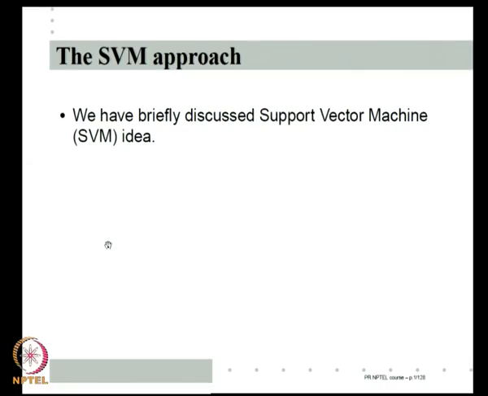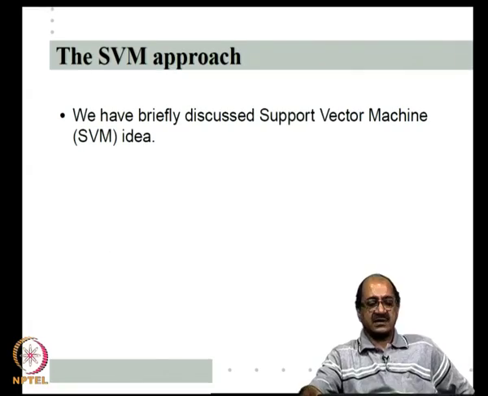Then at the end of last class we said that we will move on to a next approach for learning nonlinear classifiers, where instead of wanting a general parameterized class of nonlinear classifiers, we are looking at learning a linear classifier in a transformed space, right. That is the so called support vector approach. So, that is what we start with today, the support vector machine approach, right. We briefly discussed it last class.